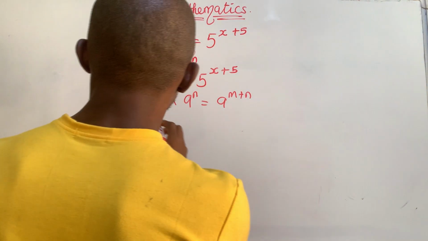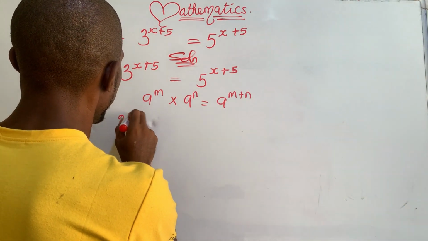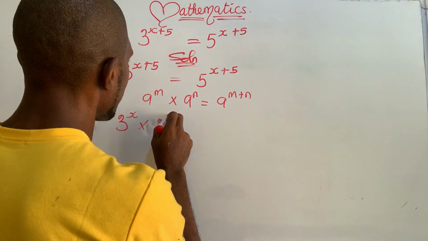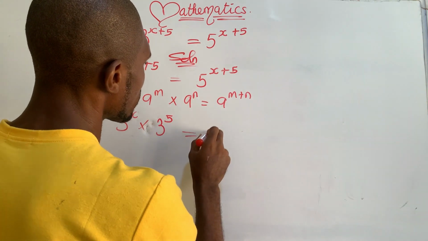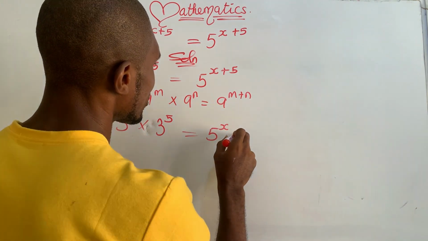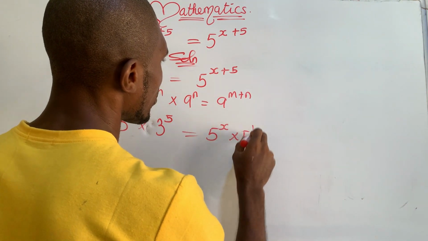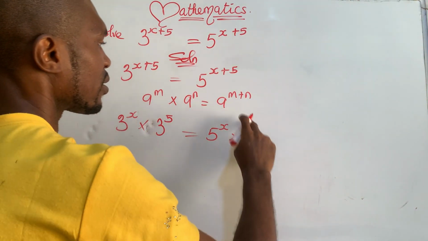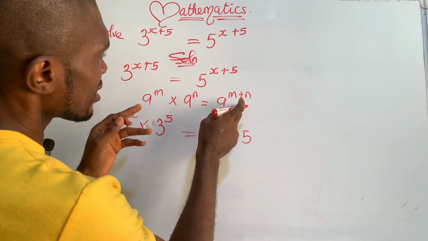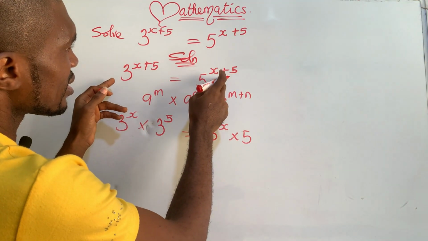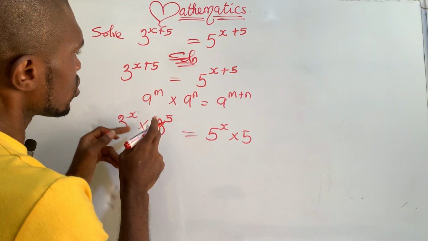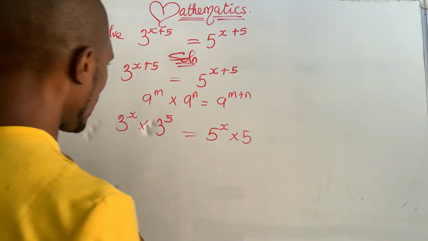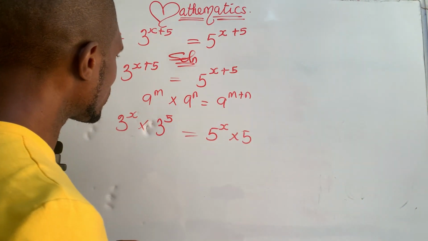So we have 3 raised to power x multiplied by 3 raised to power 5 is equal to 5 raised to power x multiplied by 5 raised to power 1. Okay? Or you can leave it this way. So we have converted this, which is this, to this, which is this. Alright? So then, what we're trying to do is that we're looking for x.